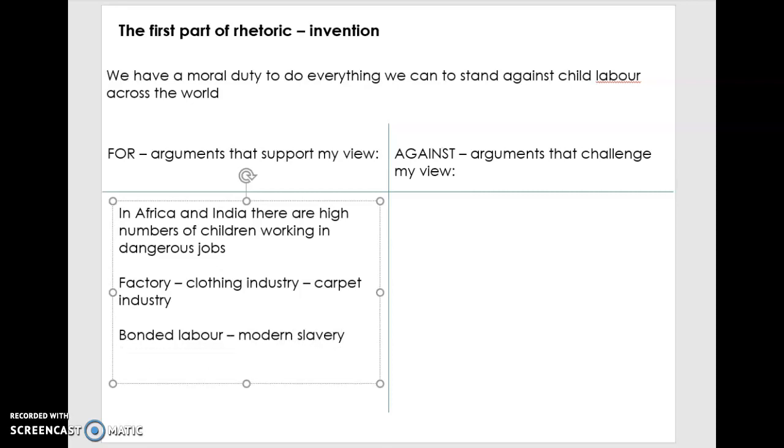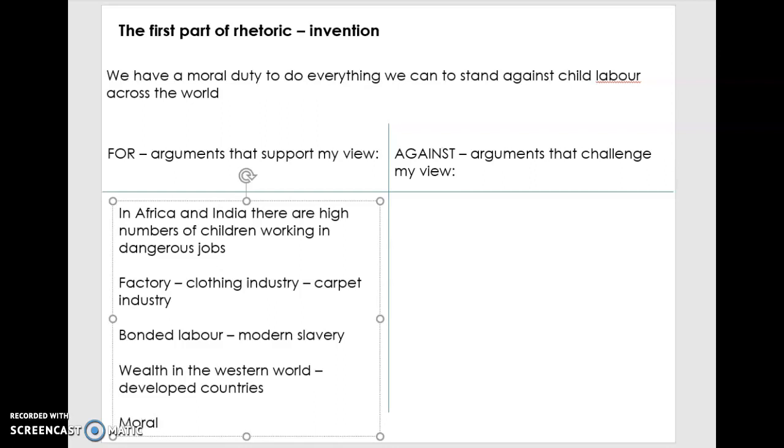In addition to that, I think that we have so much wealth in the Western world. We have so much money in developed countries that could be used in order to provide education for children around the world. And again, that's something I can research more thoroughly later. And I think we have a moral duty to protect, to safeguard all children, not just the children who are born in this country, but all children all over the world.